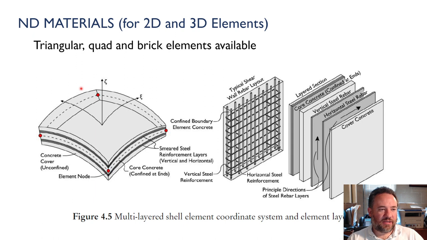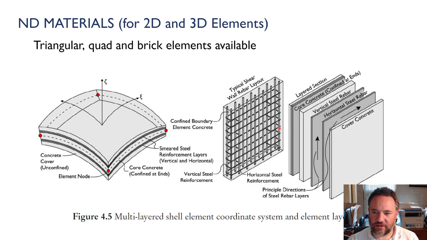Okay, what do ND materials look like? These are the multi-dimensional materials. So these are for 2D or 3D elements, triangular, quad, brick, I mentioned before. This is just an example of a type of model that can be used to represent a concrete wall. This is from a PhD of one of my students who did do an analysis like this in OpenSees. We were doing hybrid simulation analyses, and we were also representing what we had in the lab. And the way this works is using smeared reinforcement layers and concrete layers and putting them all together.